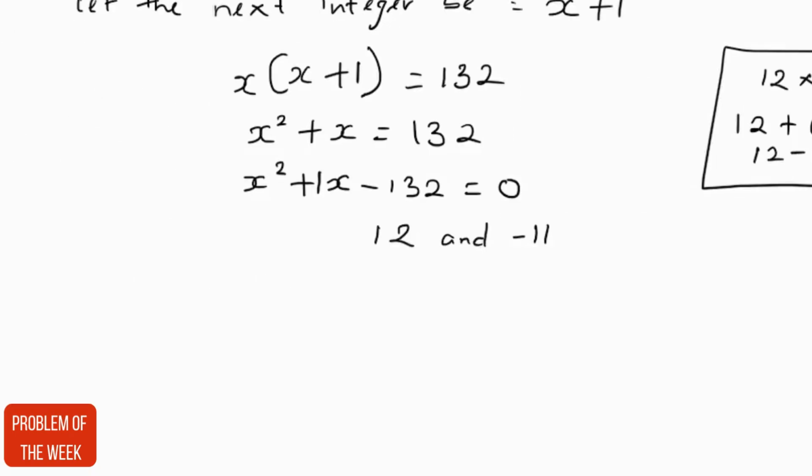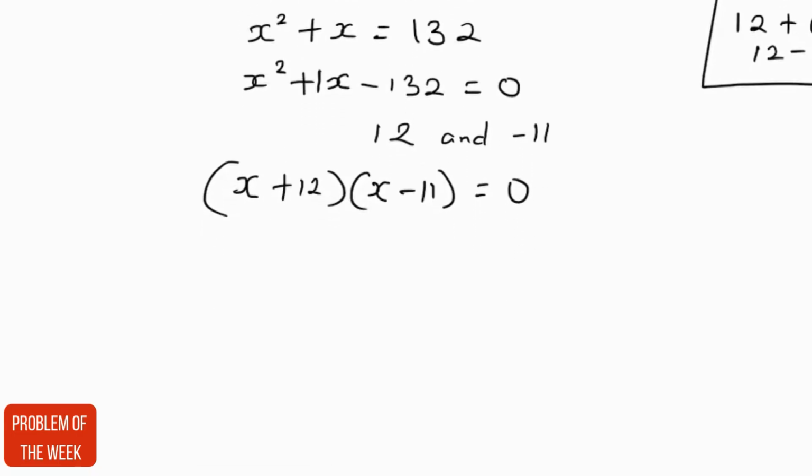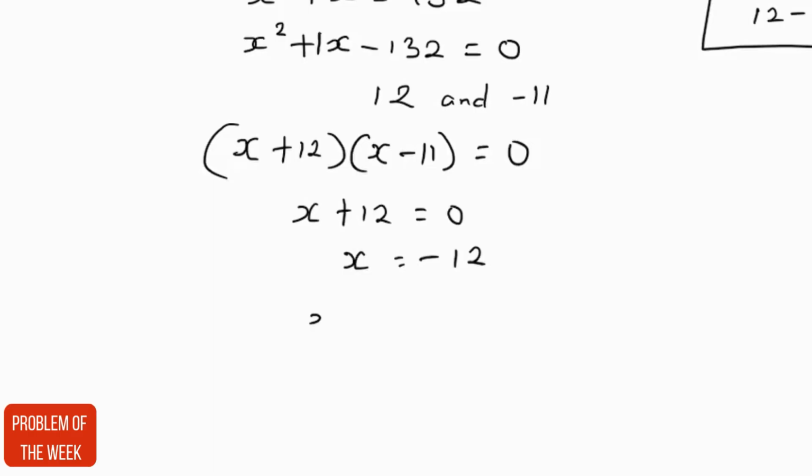So therefore, we now have x plus 12 and x minus 11 equal to 0. Our next step is to equate each of these factors to 0. So x plus 12 equal to 0 will give us x equal to what? Minus 12. And x minus 11 equal to 0 will give us x equal to 11.